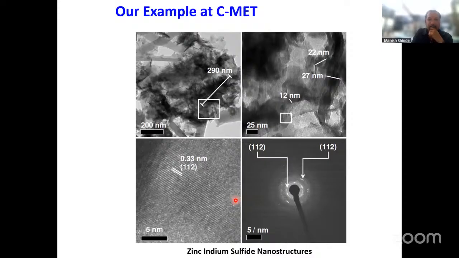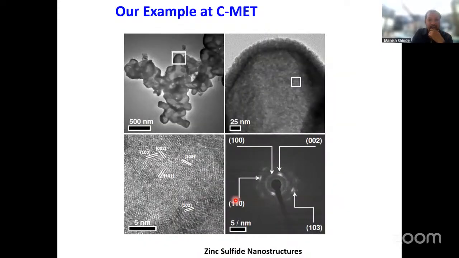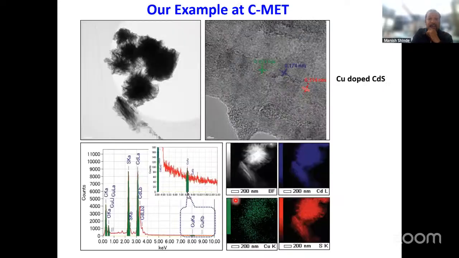This is another example of a polycrystalline sample. This is one more example of a polycrystalline sample. So this is how I can do the TEM analysis of various samples. Now, till now I have done only the imaging. I can do the EDS also.